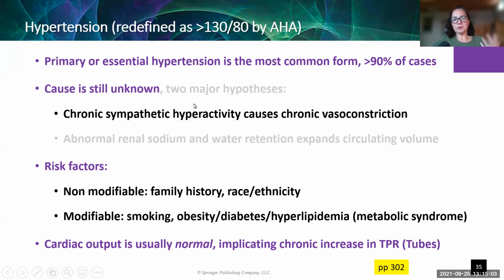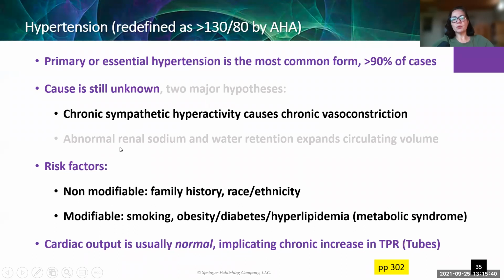Our textbook describes two major hypotheses about this. I've grayed out one of them because it's kind of dated information. So we do think that chronic sympathetic hyperactivity causes chronic vasoconstriction. This is one of the reasons that one of the lifestyle adjustments recommended is to reduce stress in your life, to try to help bring down that chronic stimulation of blood pressure by the sympathetic nervous system.